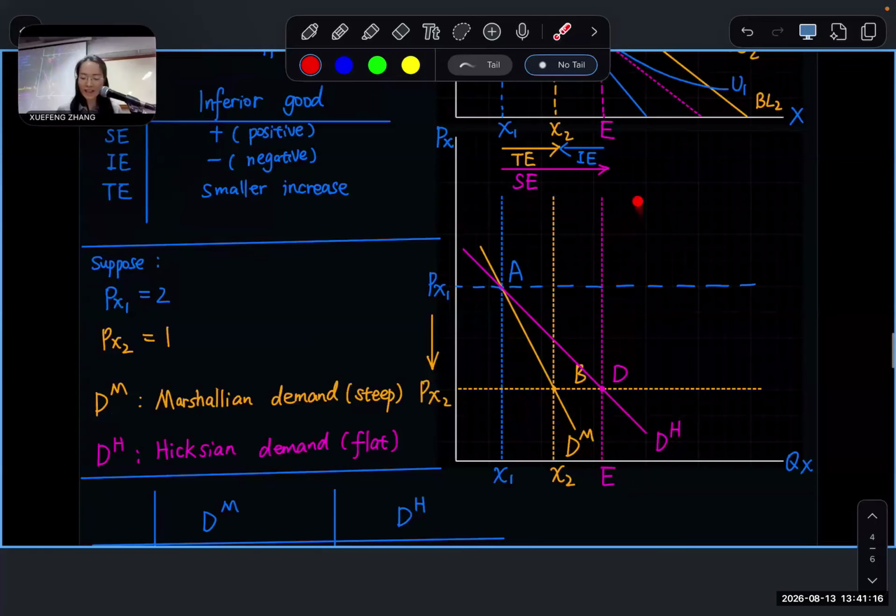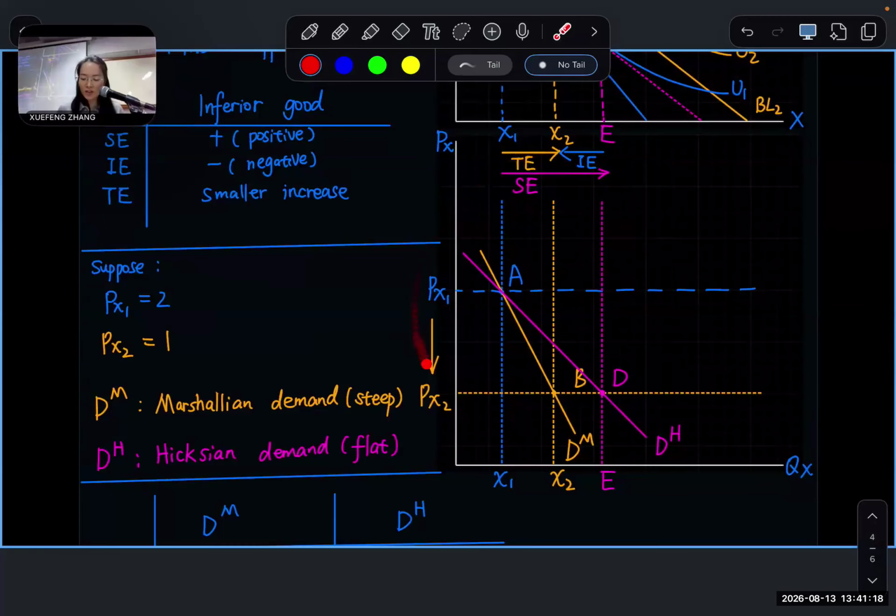All right, and then how we draw. So this lay below the lower graph, this is quantity of X. This is price of X. Why? Because I asked you to draw the Marshallian demand and Hicksian demand, right? Demand, price, and quantity. That's why price on the y-axis, quantity on the x-axis.